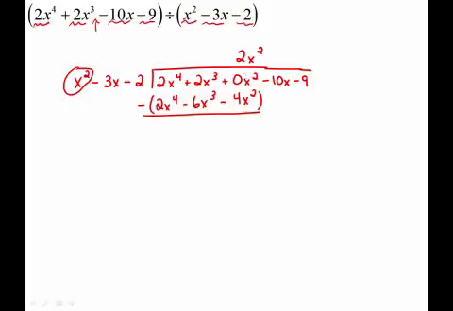And just like the systems, it's important to remember that you are subtracting everything. So this term cancels out. So 2 minus negative 6 becomes 8x cubed. And then 0 minus negative 4 becomes plus 4x squared, and then bring down the next term. And now start the process all over again. How many times does x squared go into 8x cubed? So that's plus 8x. Multiply back through.